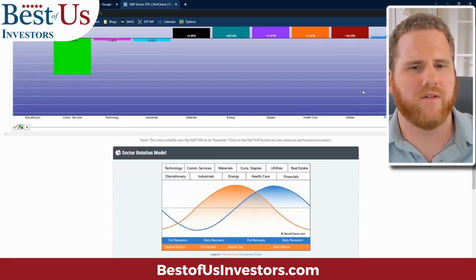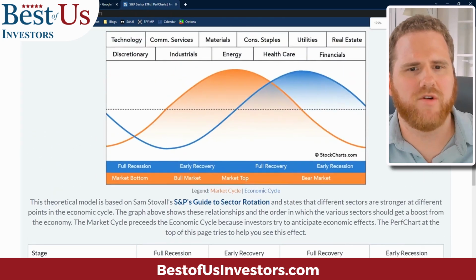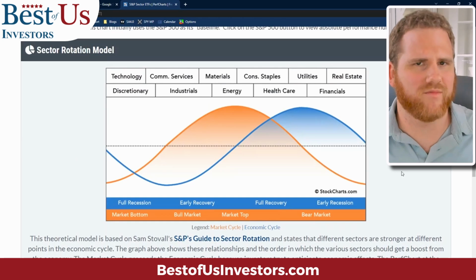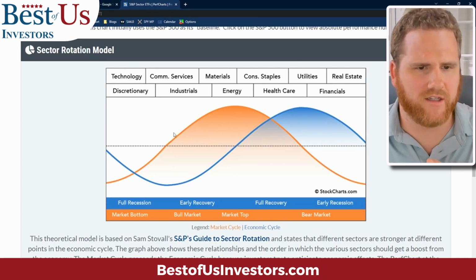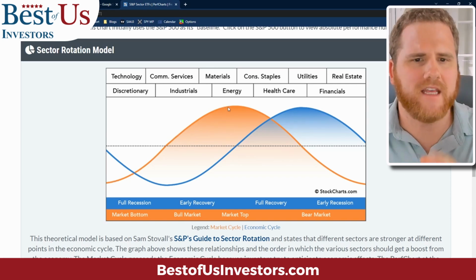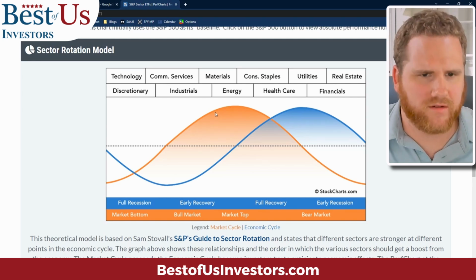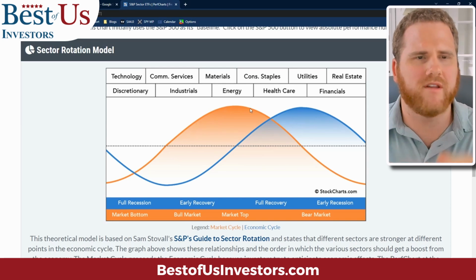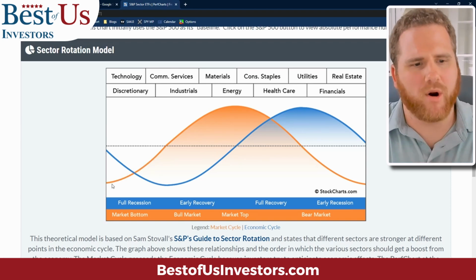Let's talk about theory. All right, here's the sector rotation model. You can find this by Googling it, but I'm going to walk you through it because it took me a while to figure it out when I started trying to dig into it. The orange line that we have right here is the market cycle. In other words, when the orange line is high, that represents a market top, the all-time high, etc. And of course, when it's down in a trough right here, that represents a market bottom.